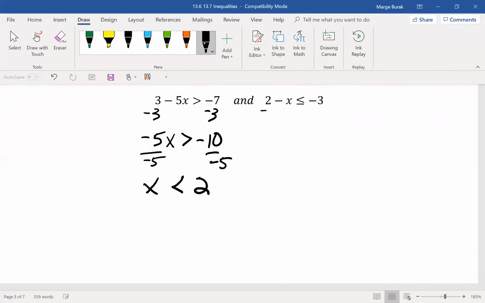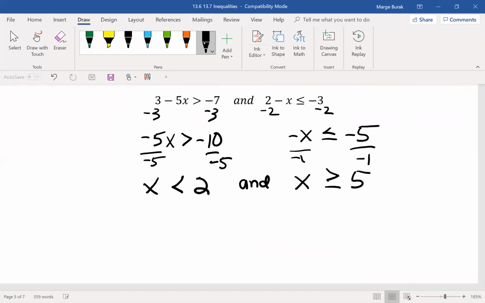And here we have minus 2 from both sides. Negative x is less than or equal to negative 5. Divide by negative 1, which flips the sign. And I get, and we're talking and, less than 2 and greater than or equal to 5.